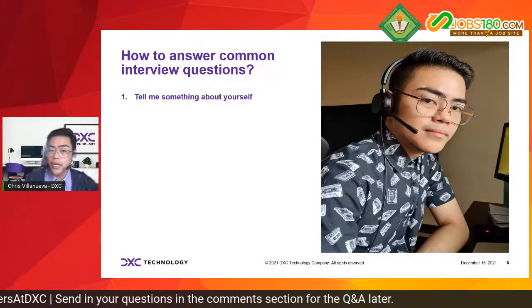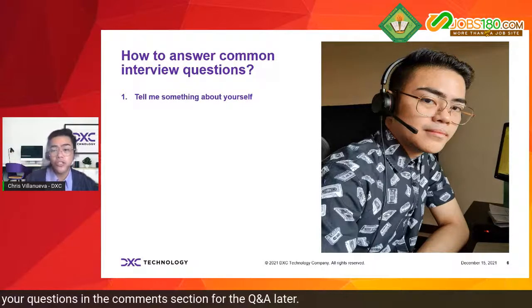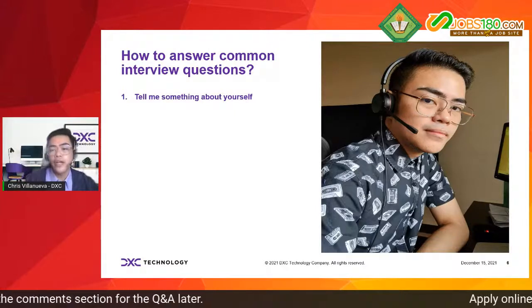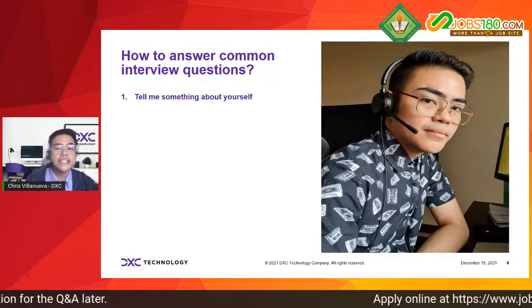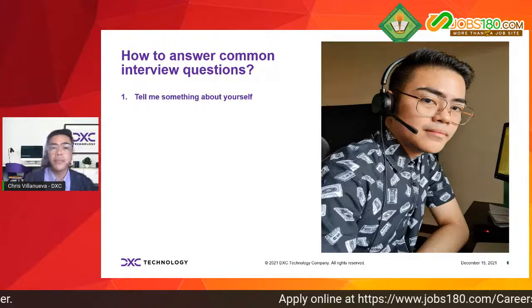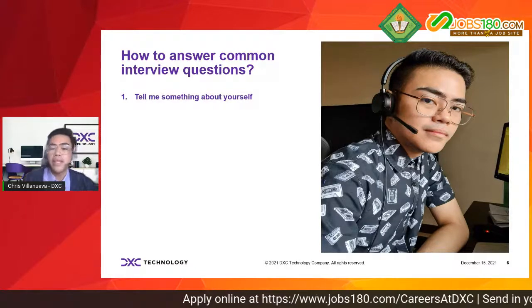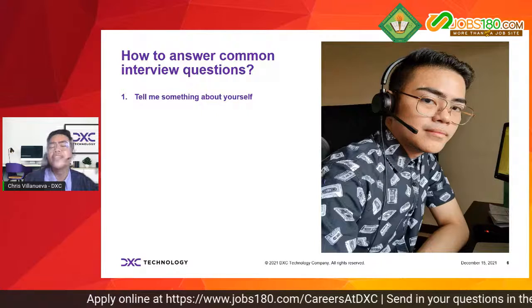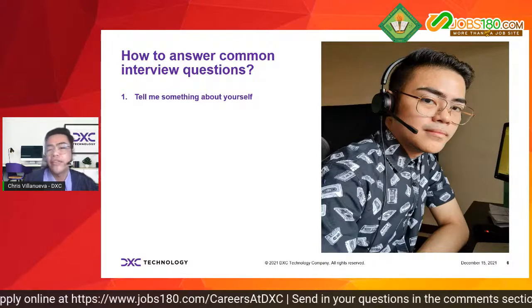So start by summarizing your current position. If you are working, start with the current position, then fill in details of skills that you have gained from the previous roles you have been to. And then finally explain how this new job will represent your ideal next step.